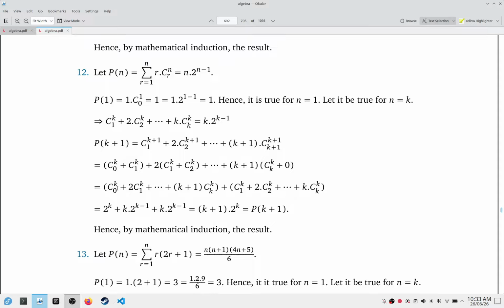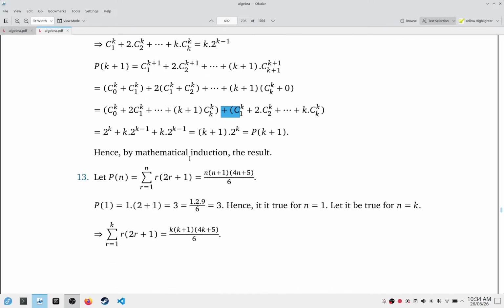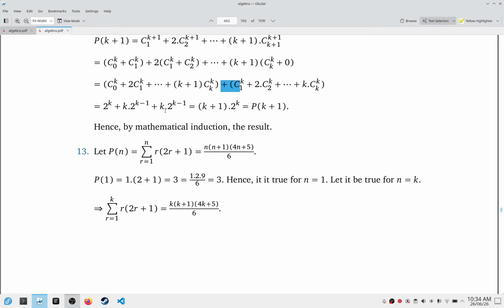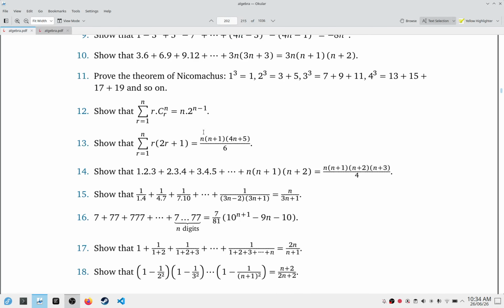So what we have done here is we have taken one out of this. Okay, this has been further split. It has been split into kC0 plus kC1 plus kC2 plus kC3 up to kCk, and that is equal to 2 to the power k. And what will remain is kC1 plus 2 kC2 plus 3 kC3 up to, sorry, k times kCk, and that would be equal to k into 2 to the power k minus 1. It is correct. There should have been one more step for clarity, but it is fine.